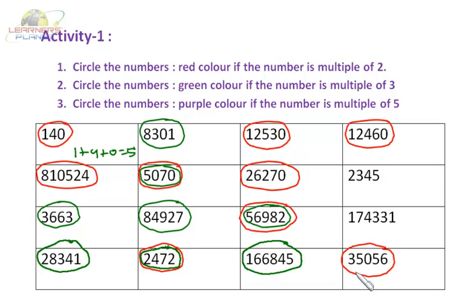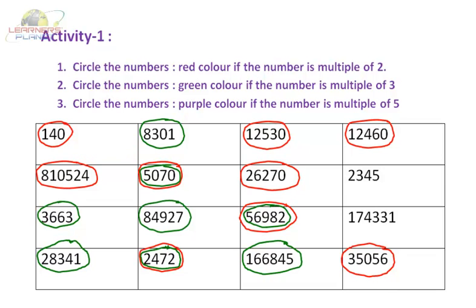Now see this number, add up all the digits. 3 plus 5, 8. 8 plus 5, 13. 13 plus 6, 19. So 19 is not a multiple of 3. That means this complete number will not be a multiple of 3. So did you see how easy it is to find out the multiples of 3?